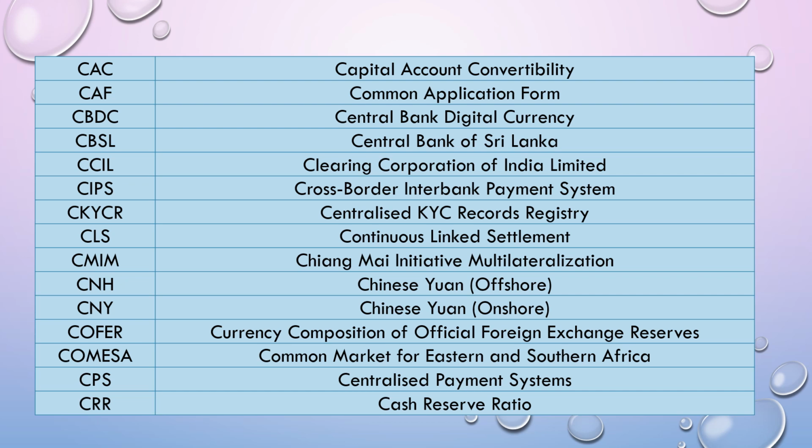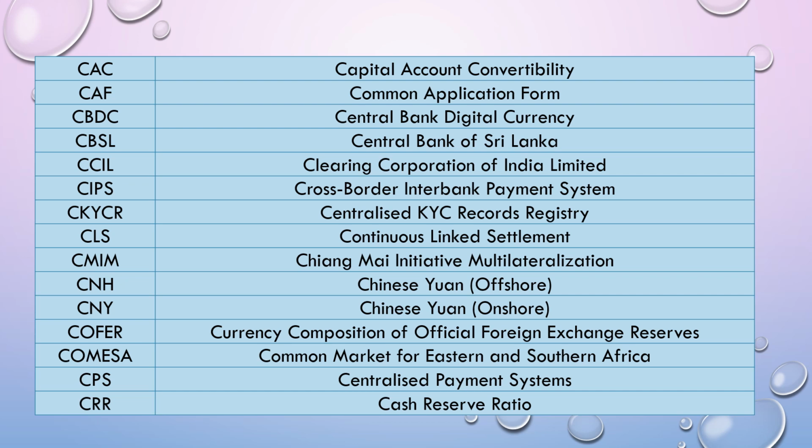CCIL was established in April 2001 to give guaranteed clearing and settlement functions concerning transactions in government securities, money, derivative markets, and foreign exchange. CIPS, Cross Border Interbank Payment System. In 2015, China launched the Cross Border Interbank Payment System, CIPS in short, to clear and settle transactions in renminbi and facilitate the use of the currency in international business.